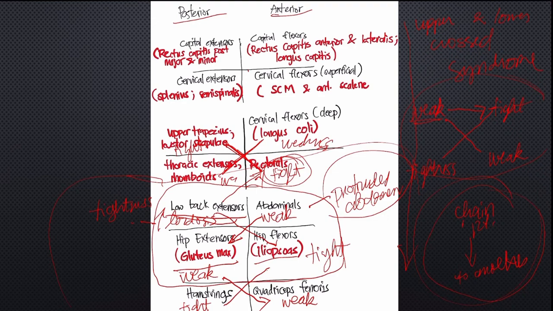Most likely here, this muscle is tight: rectus capitis posterior major and minor. If ever you have a patient complaining of headache, and you notice that the patient has forward head posture, you can imply that probably your rectus capitis posterior major and minor are the ones that are tight. Okay, so what? If there's tightness, automatically you already have an intervention at the back of your mind.